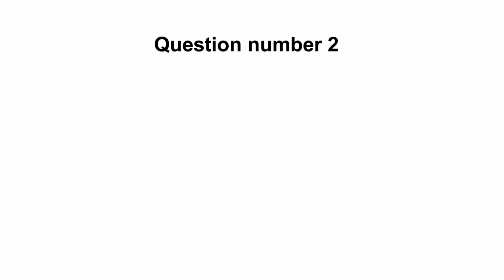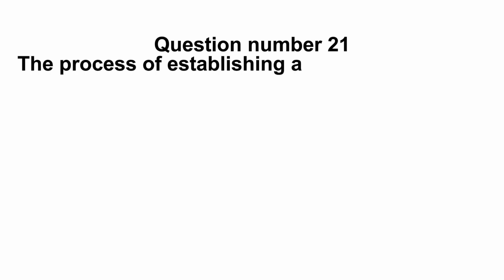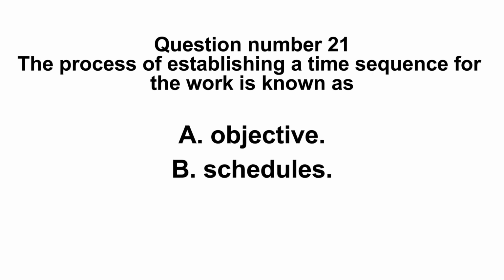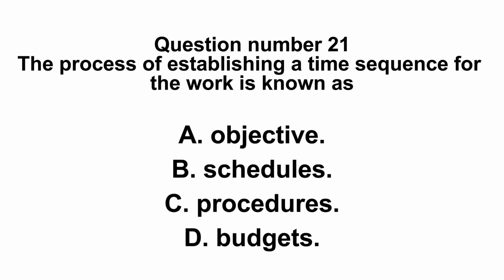Question number 21. The process of establishing a time sequence for the work is known as A. Objective. B. Schedules. C. Procedures. D. Budgets. And the correct answer is B.